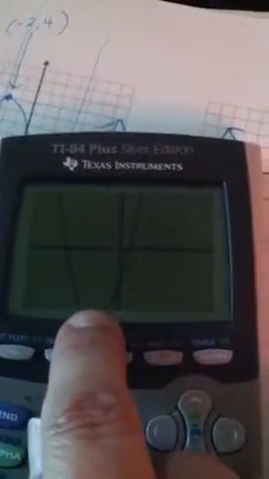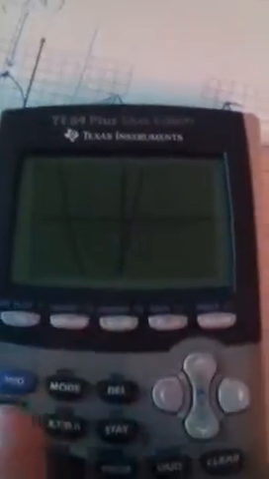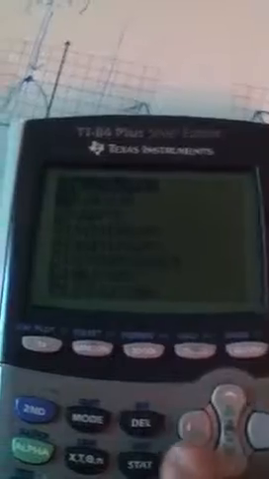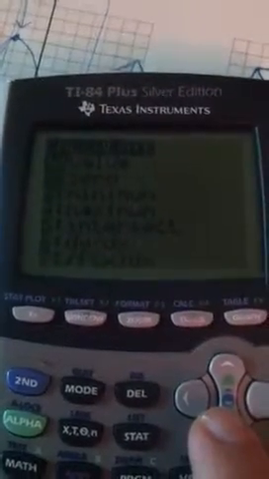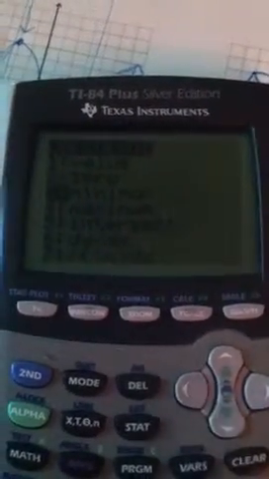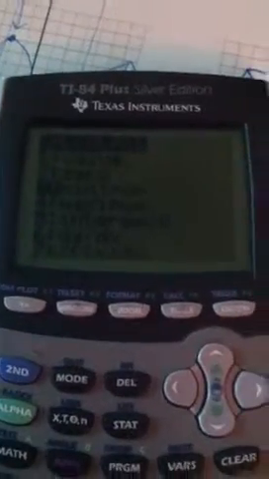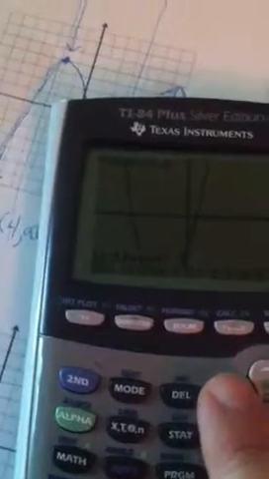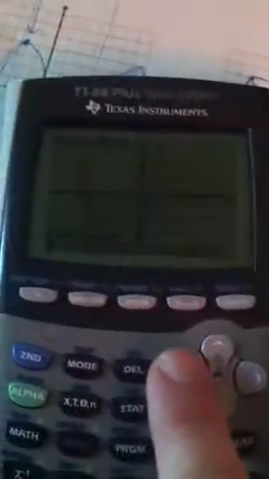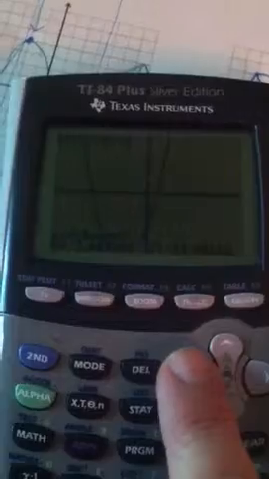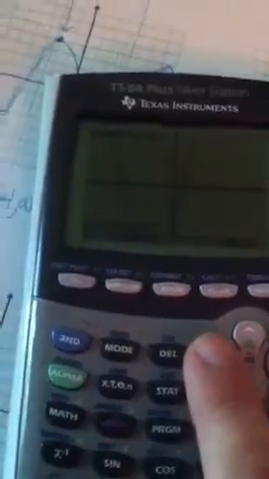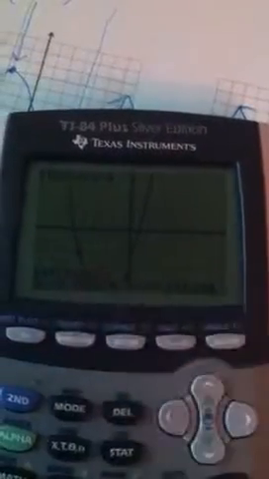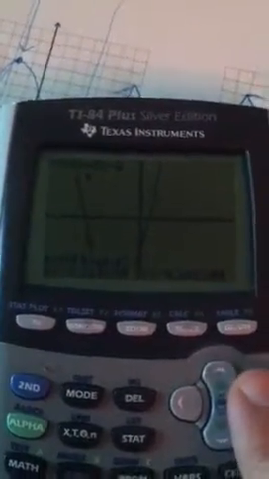So there's a point down here that is the minimum, and I'd like to find that point. So I hit second calc or trace, and then I would hit the minimum option. If you have a maximum, you might need to hit the maximum option instead. So minimum, and then it's asking me left bound. So I'm just going to move my cursor, hitting my arrow keys, to where I can see the cursor show up on my screen. It's right here. Enter, and then the calculator says right bound.